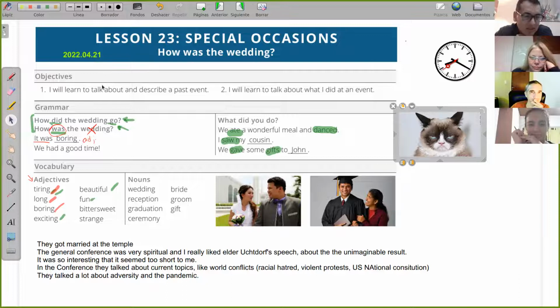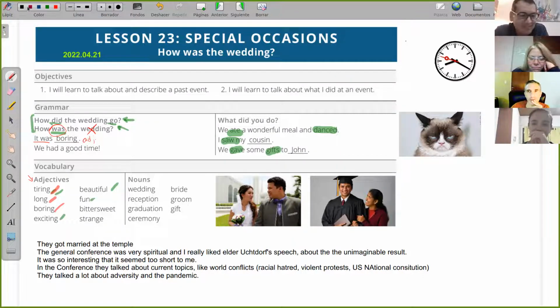Bittersweet. What is this? You know, bittersweet is actually two different adjectives joined together, which are bitter and sweet. Do you recognize them? You have bitter and sweet. Do you know any of these parts? Sweet? What is sweet? Dulce. And bitter? Amargo. A bittersweet.